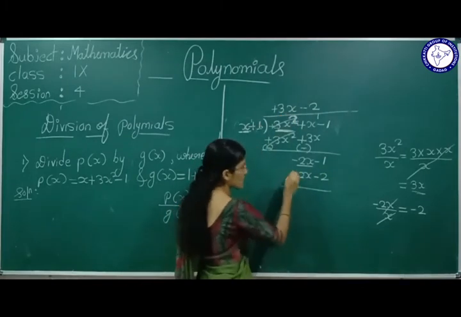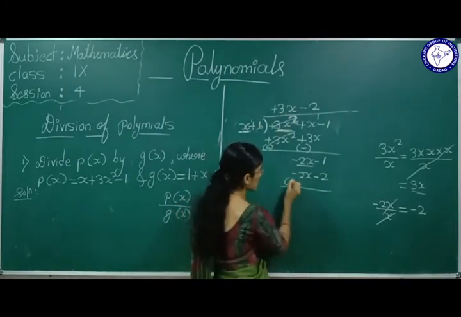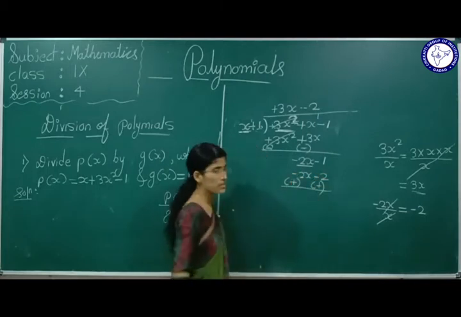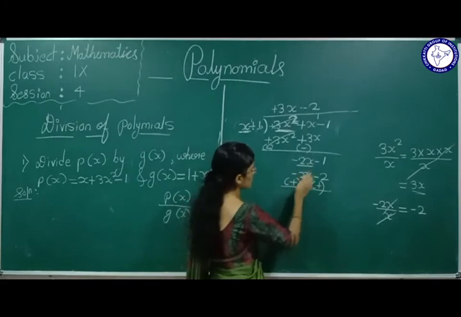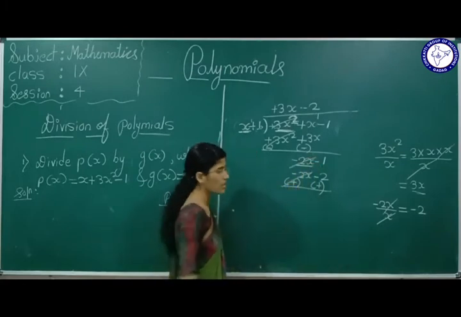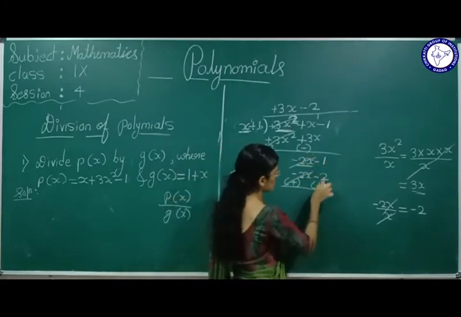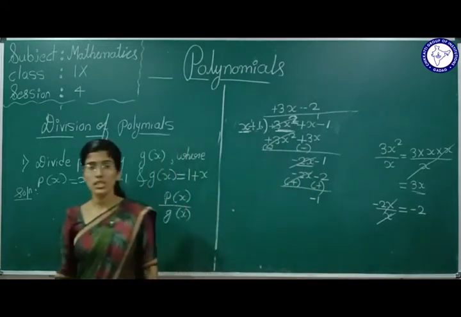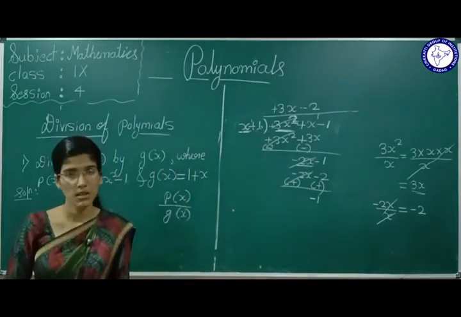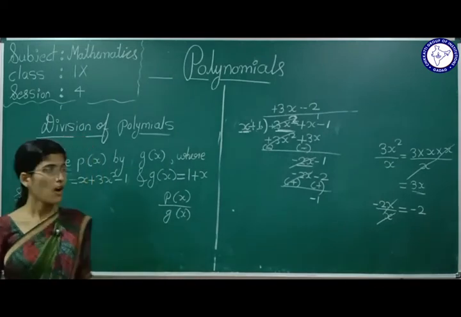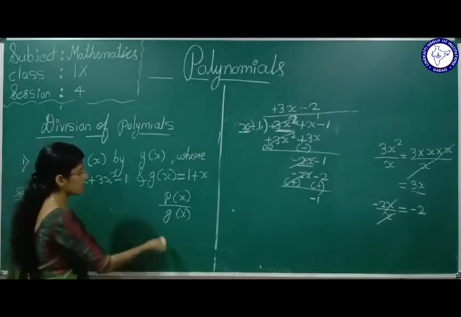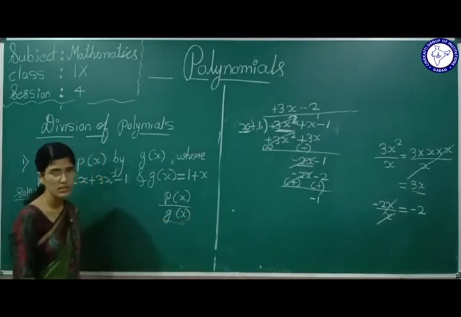Now subtract this. To subtract we are going to change the sign. A minus is there means plus. A minus is there means plus. Minus 2x plus 2x will get cancelled. What is minus 1 plus 2? It is minus 1. So this is nothing but the long division method. This is how we do a division of a polynomial by a non-zero polynomial.